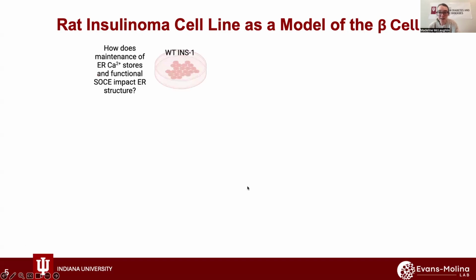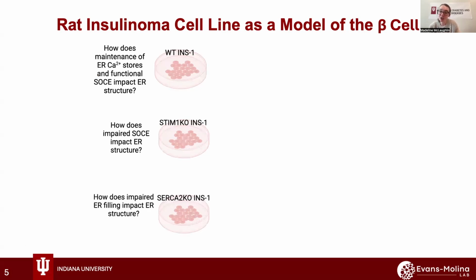We have a wild-type control cell that can be used to answer the question, how does maintenance of ER calcium stores and functional store-operated calcium entry impact ER structure? A STIM1 knockout insulinoma cell line can be used to answer the question, how does impaired store-operated calcium entry impact ER structure? And a SERCA2 knockout INS1 cell line to answer the question, how does impaired ER filling impact ER structure?